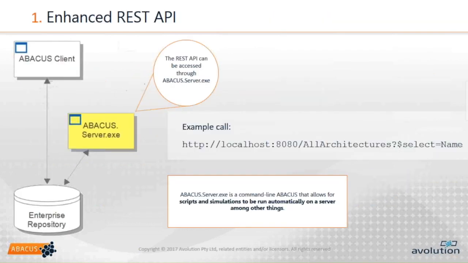So let's start with the REST API that we now have in ABACUS. We've always had, as I mentioned, the .NET API that provides complete access to the object model that's in ABACUS. We, of course, have a graph database on the back end. If you aren't familiar with those, they essentially provide a much better way of being able to look at connections and relationships between components.